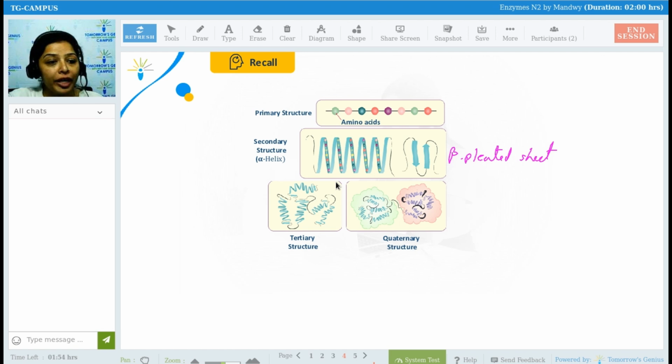Can you explain to me the difference between alpha helix and beta pleated sheet? On what basis do you call it alpha helix or beta pleated sheet? The arrangement of biomolecules, ma'am. Arrangement of biomolecules, but here we are talking about protein only, not the whole biomolecules.